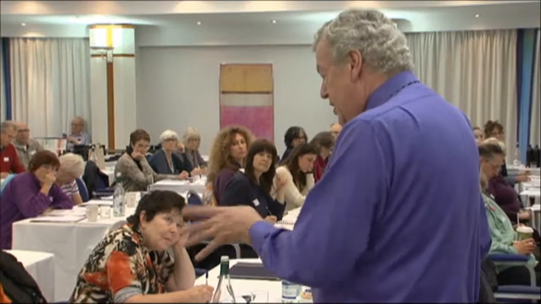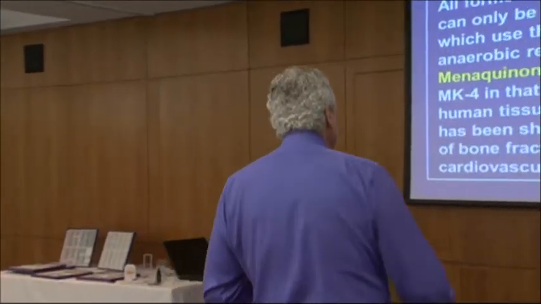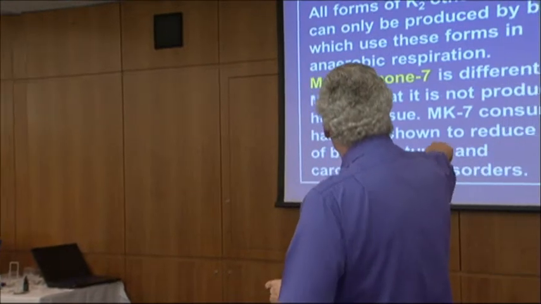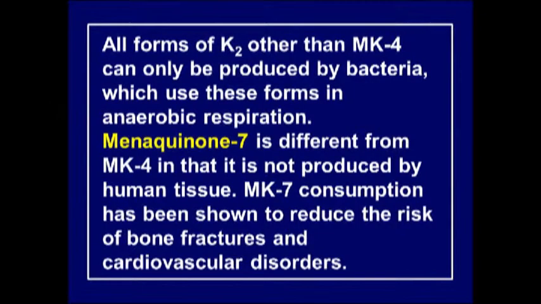But there is actually a better source than all of this, which is more natural to me, and obviously fermented cheeses are one of those. But there's another source which is even more pleasant than the cheese. So let's have a look. MK7, menaquinone, is different from MK4 in that it is not produced by the human tissue. MK7 consumption has been shown to reduce the risk of bone fractures and cardiovascular disorders.